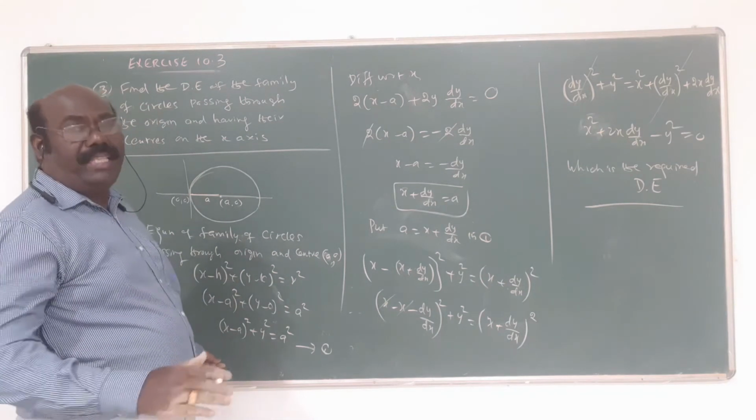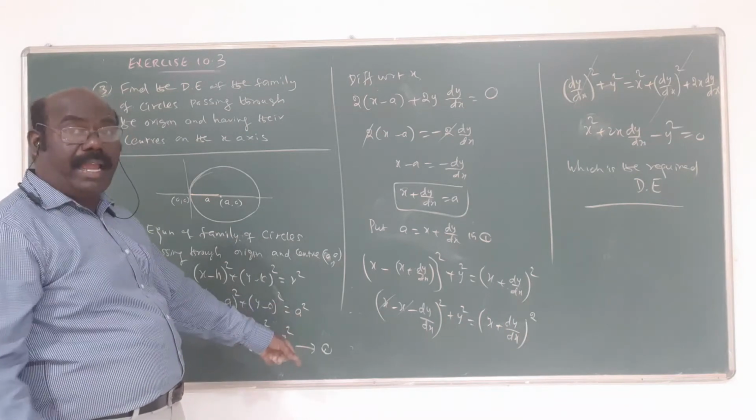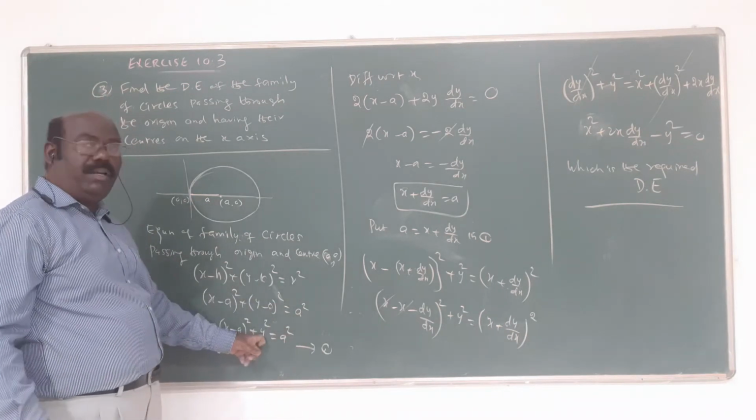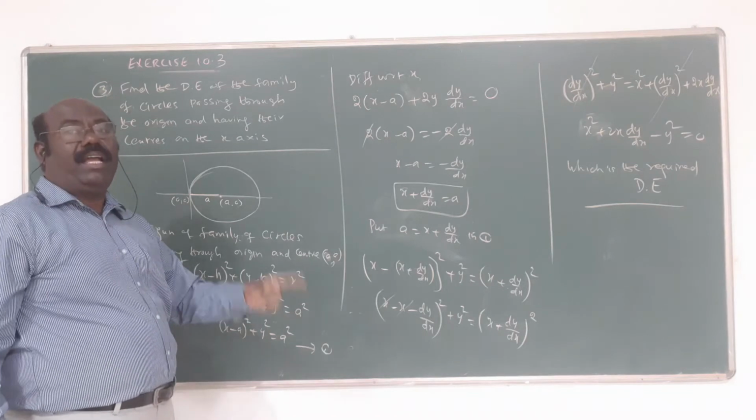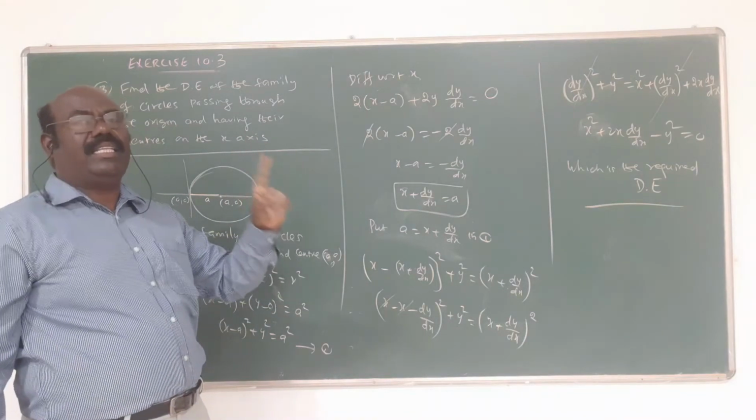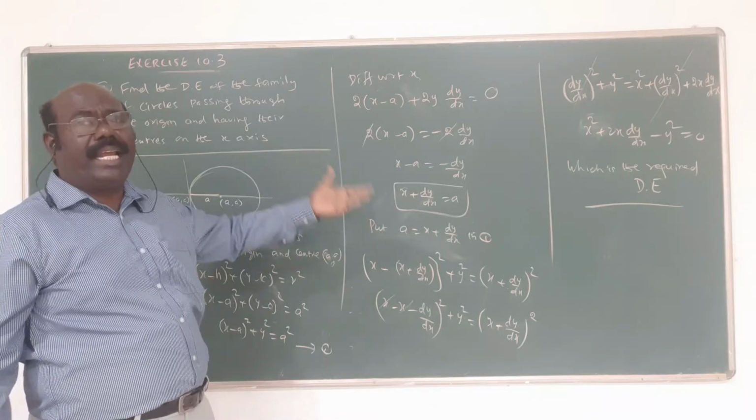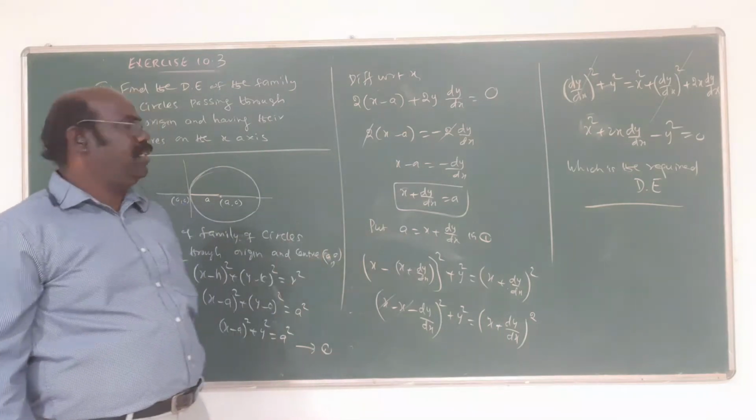You find the differential equation by differentiating only one time, because there is only one constant a to eliminate. That's why we differentiate only one time. Once we eliminate a, then we get the answer. This is the idea.